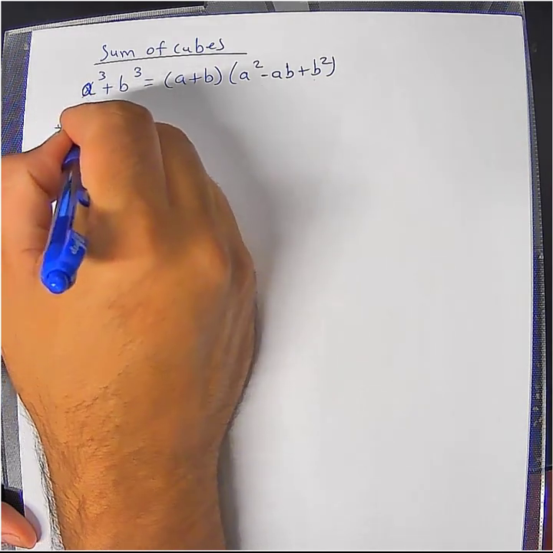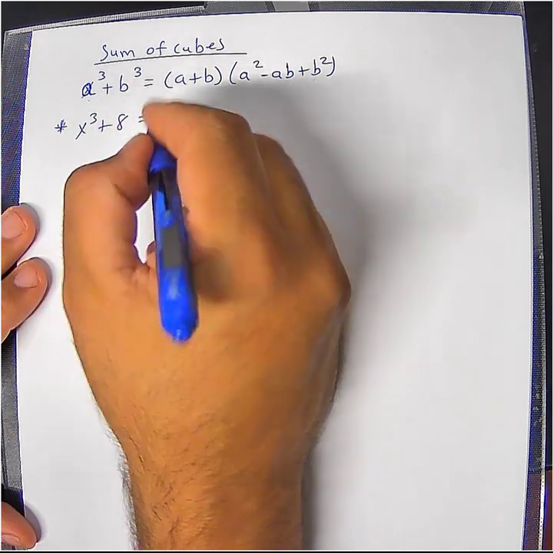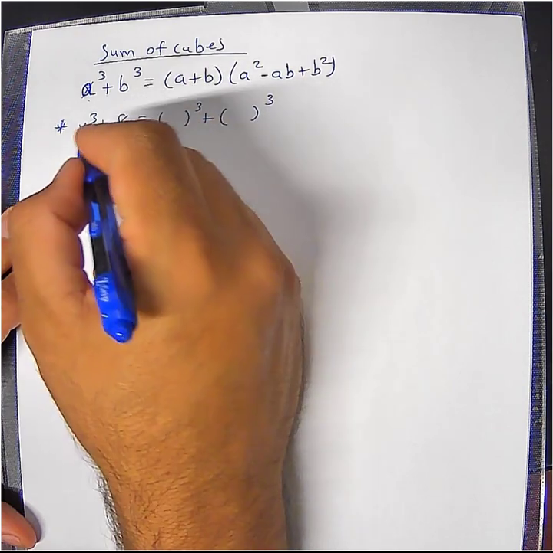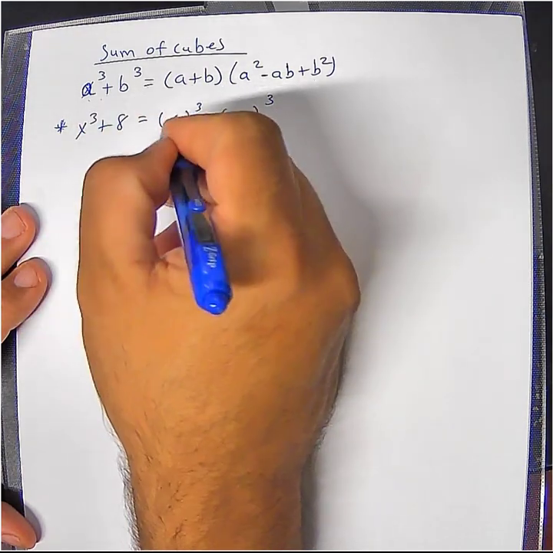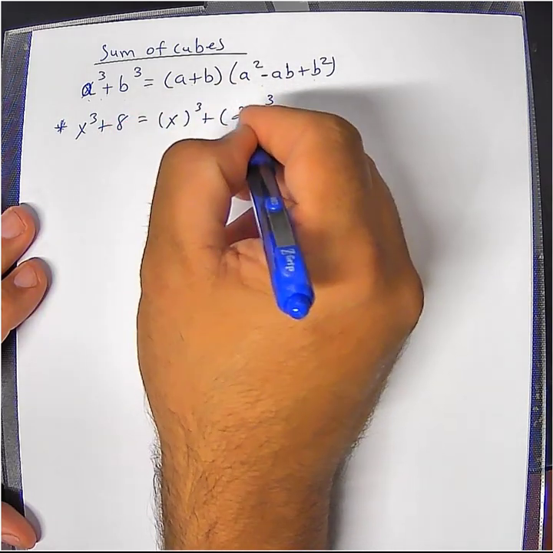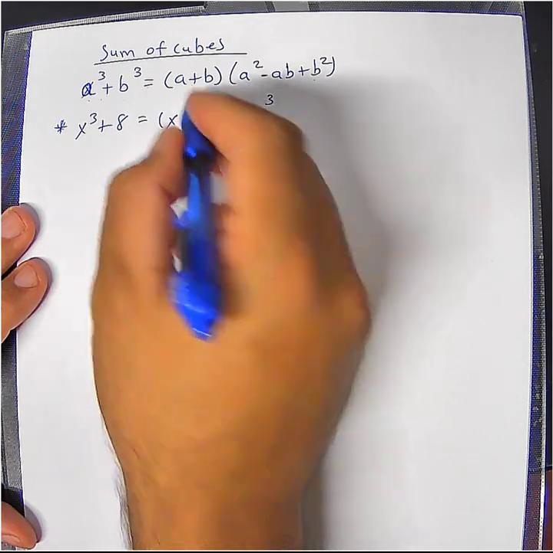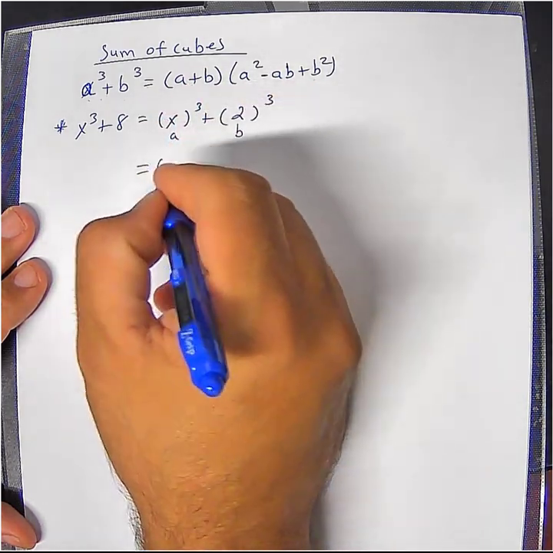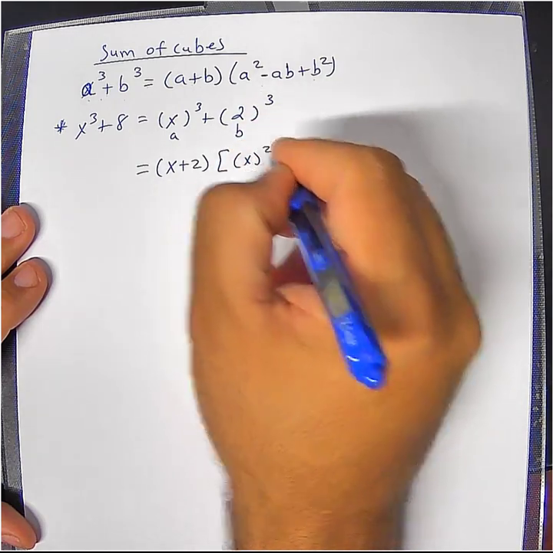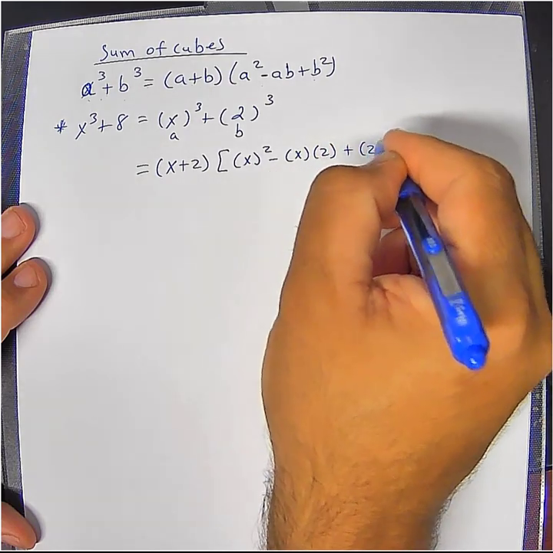Easy thing to look at is x cubed plus 8. How can I rewrite this as something cubed plus something cubed? Well, the x is easy. 3 divided by 3 is 1, so x to the first. What number times itself 3 times gives you 8? That is 2. So that's my a, that's my b. So this becomes, following the formula, x plus 2, then a squared minus a times b plus b squared.